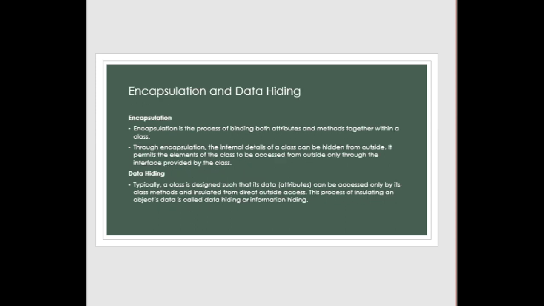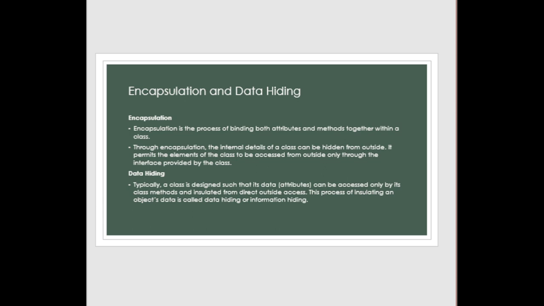Encapsulation and data hiding. Encapsulation. Encapsulation is the process of binding both attributes and methods together within a class. Through encapsulation, the internal details of a class can be hidden from outside. It permits the elements of the class to be accessed from outside only through the interface provided by the class.